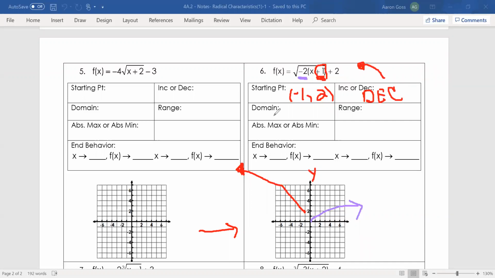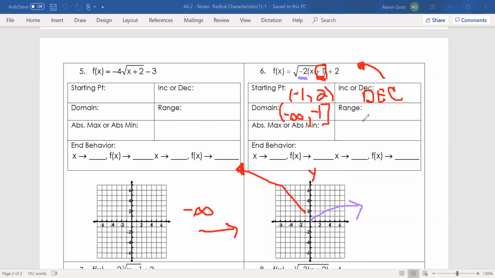The domain refers to the x values. I start over here at, what's my x value to the left? -infinity, right? Because it keeps going that way. So I start at -infinity, and my x value stops at -1.